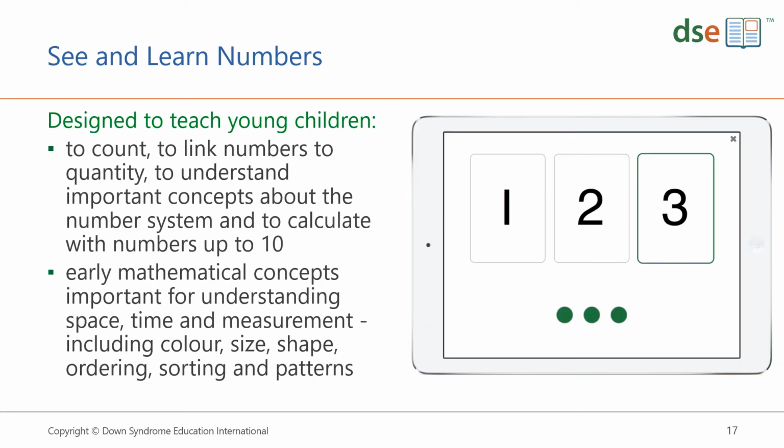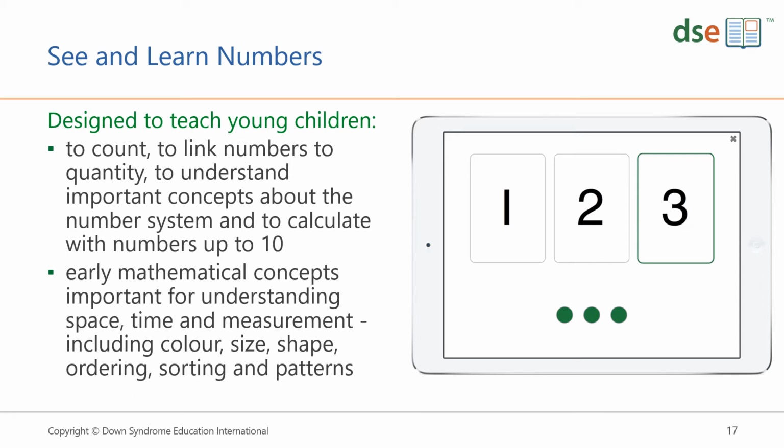So now I'm going to turn to specifically describing a See and Learn number. The whole of the See and Learn numbers program is designed to teach children to count, link numbers to quantity, and understand the concepts I've just outlined about the number system until they can use them with numbers up to 10. They understand cardinality, they understand equivalence, they understand comparisons between numbers, and they can add and subtract with numbers up to 10 before we move on.